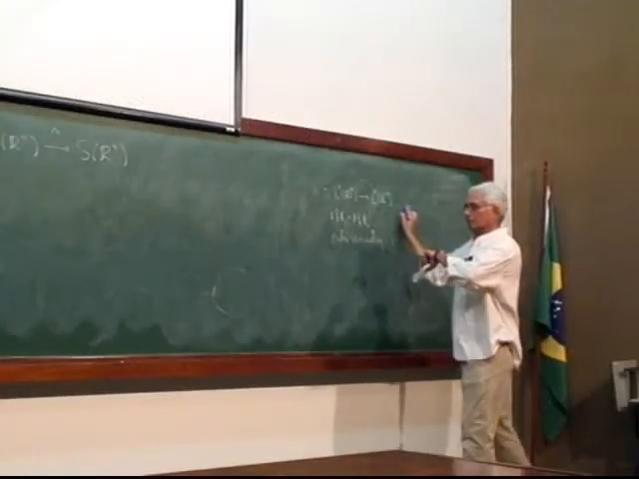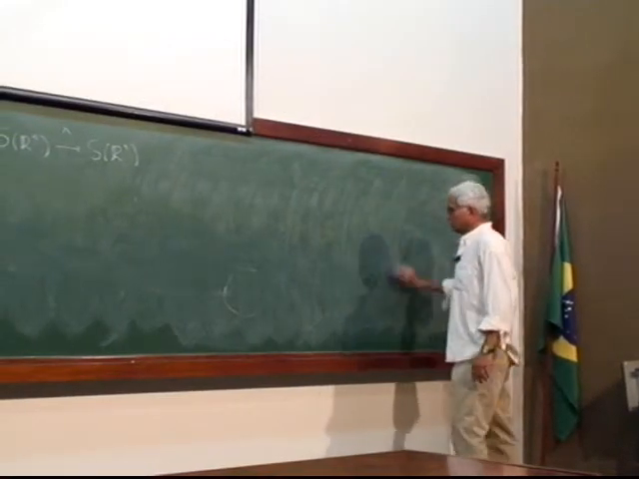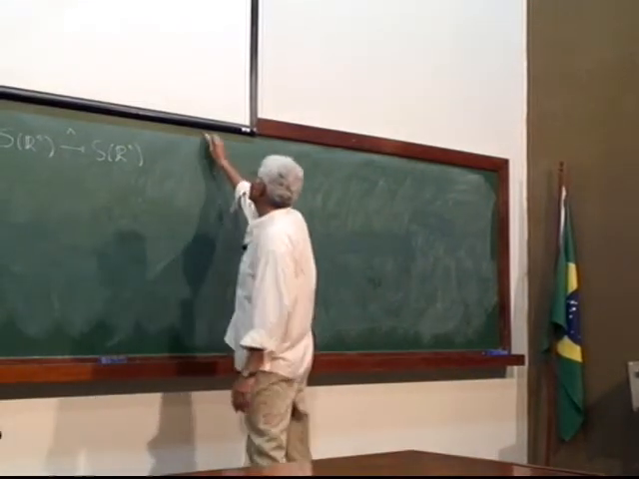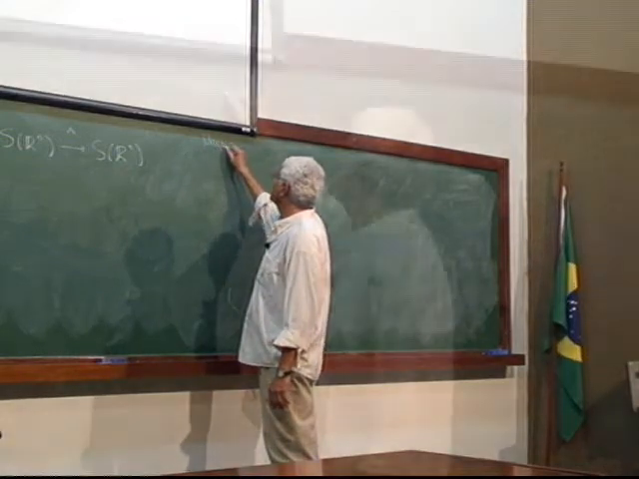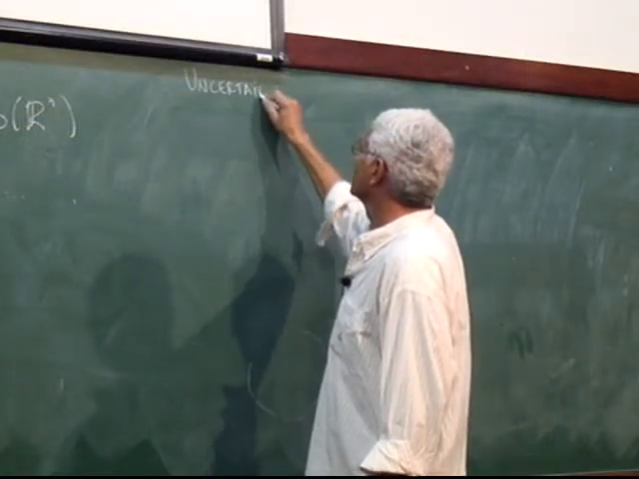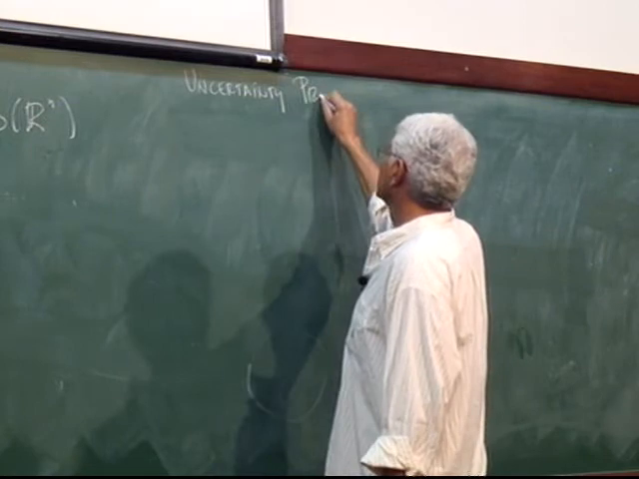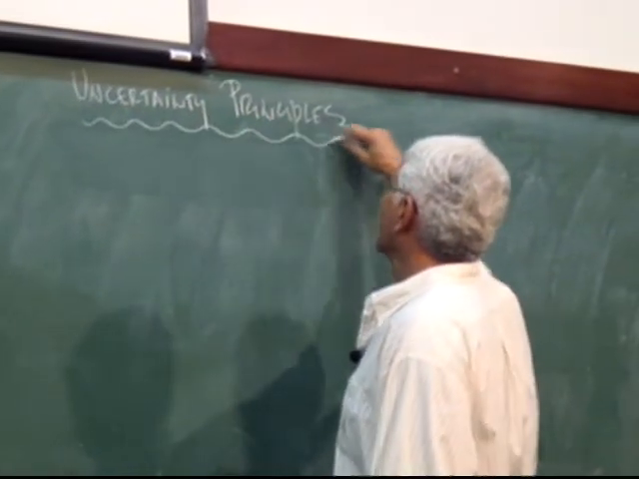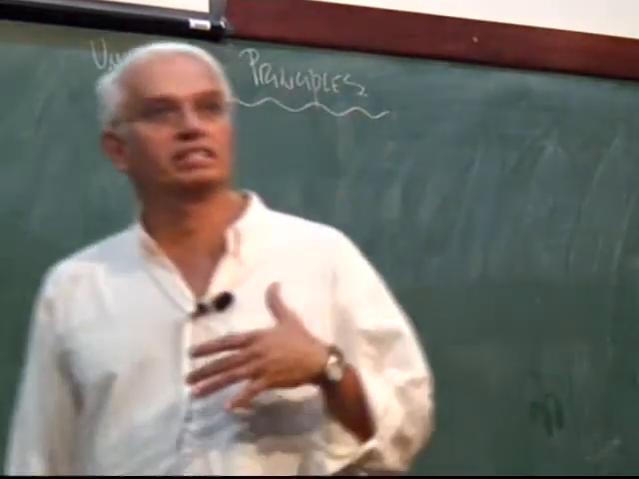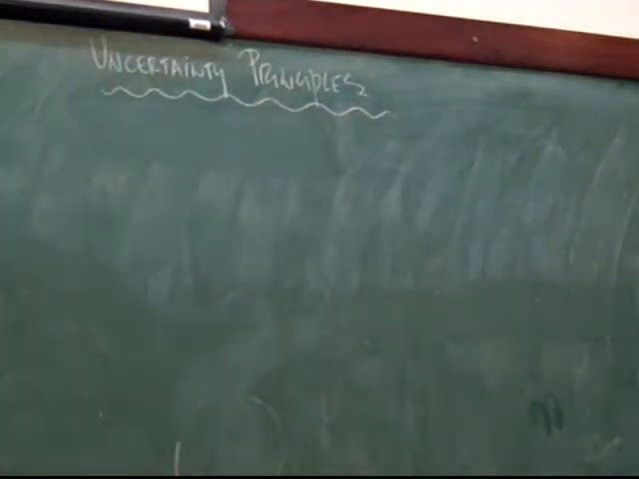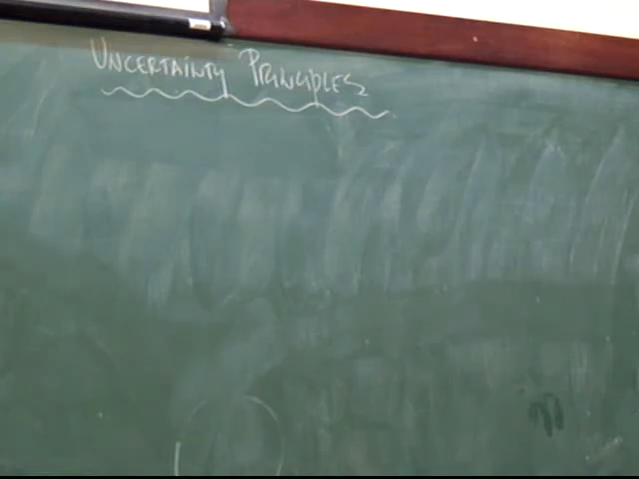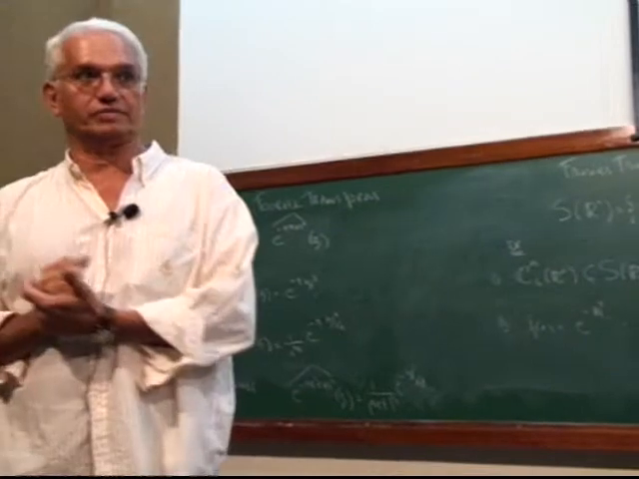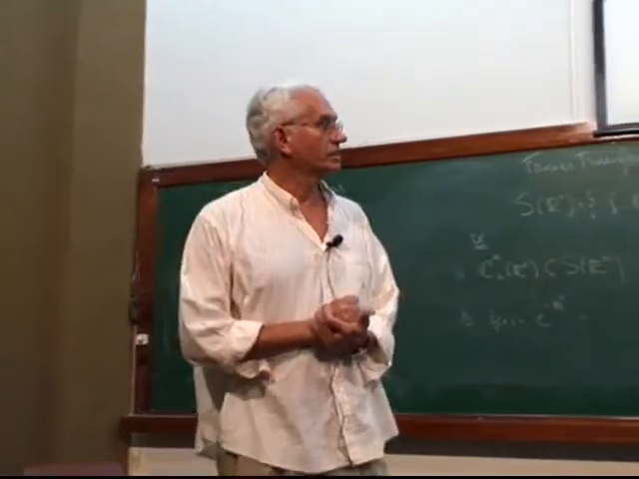Let's see some theorems that say the following. We are going to say now uncertainty principles. Well, what do you mean, an uncertainty principle is any principle that says the following: that the function and the Fourier transform cannot both decay as fast as you wish. Okay?